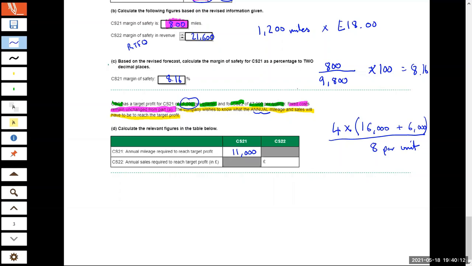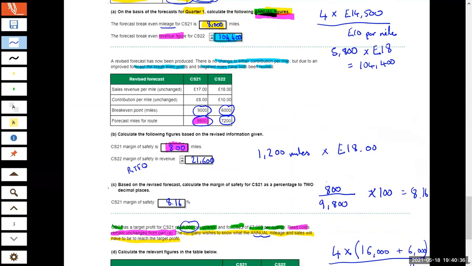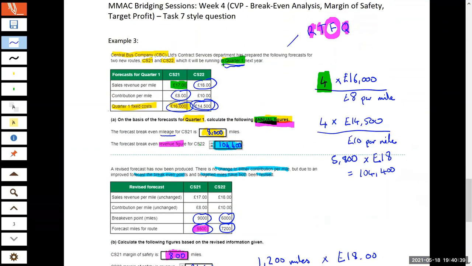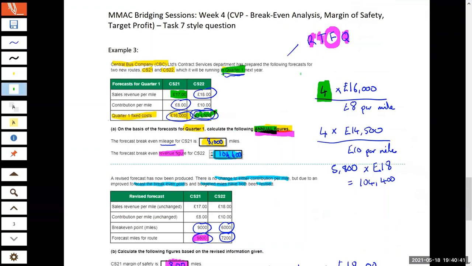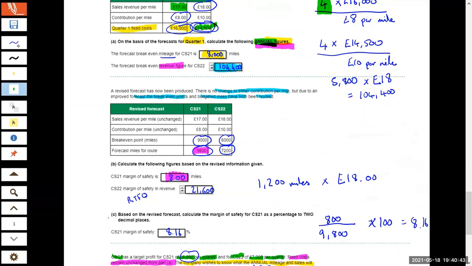That's right. It's quite a detailed calculation, so I'll move on. So we know that we've got to do four lots of the fixed costs. Can someone type in the chat box what the fixed costs are, please? So four lots of the fixed costs for CS22. What are the fixed costs? Scrolling back to the first question. Can someone put that in the chat box? 14,500. Yeah, I've highlighted it quite a bit. So four lots of 14,500.